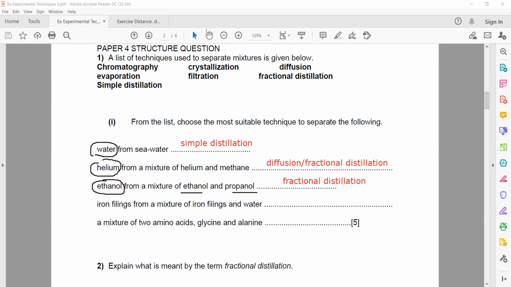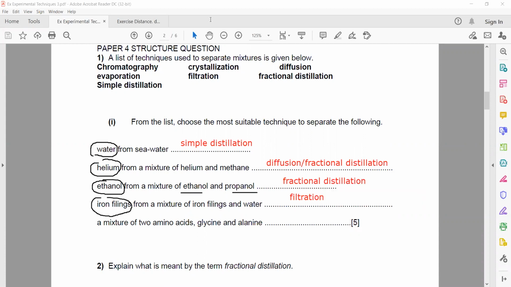Iron filings, from a mixture of iron filings and water. So iron filings means small pieces of iron. Iron is insoluble. As you add iron metal to water, iron does not dissolve in water. So if you have an insoluble solid, which technique can you use? You can use filtration.